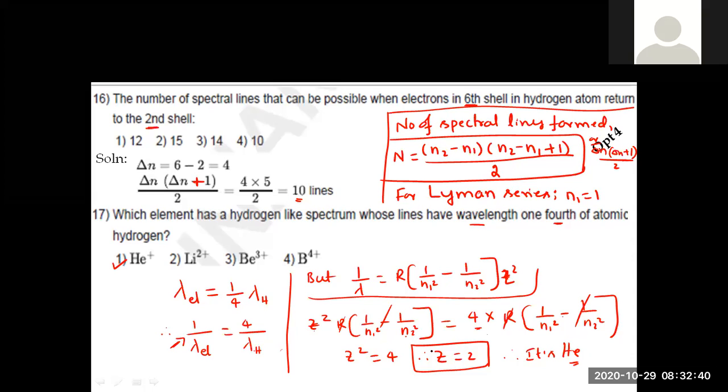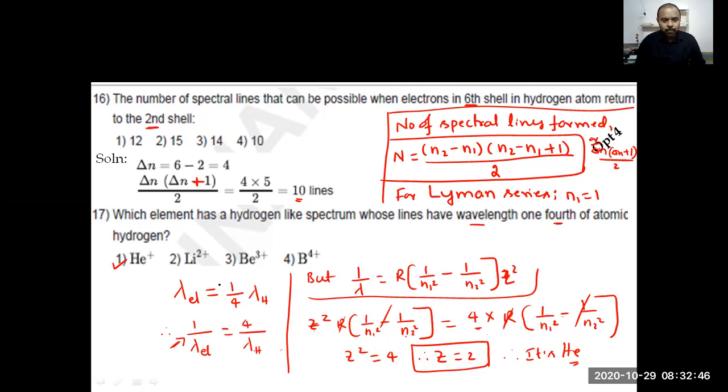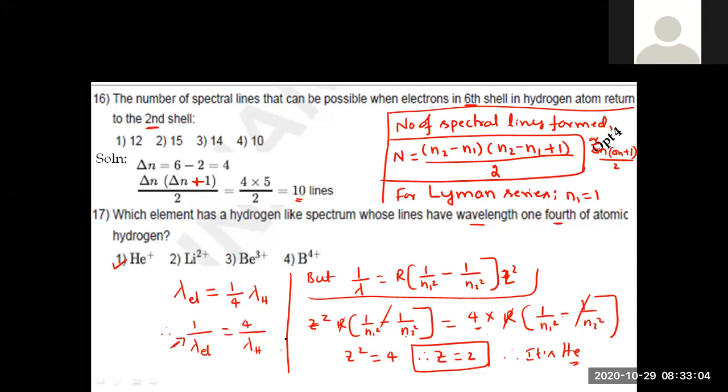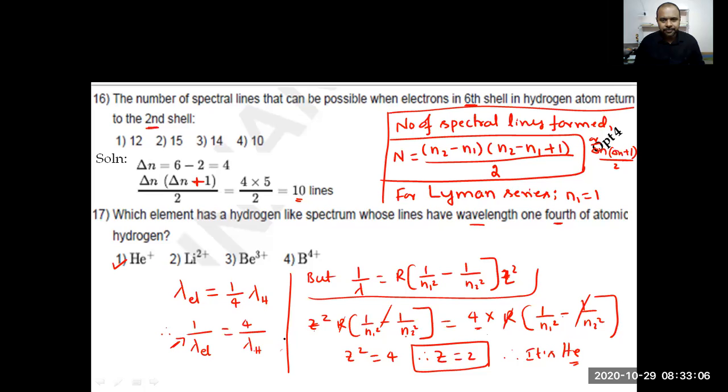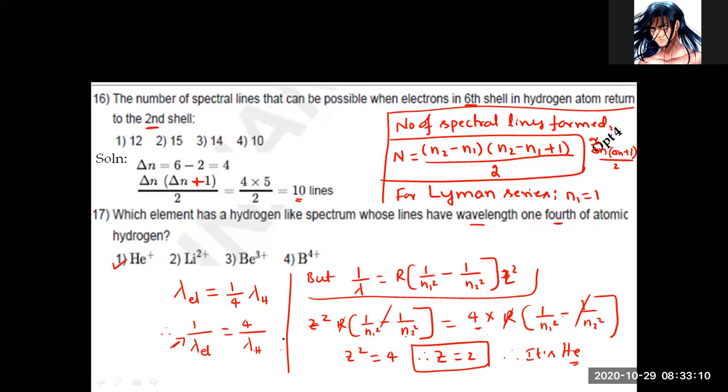Sir, then we should assume that 1 by n1 square minus 1 by n2 square is the same for both the elements. Yeah, of course, because the question says which element has a hydrogen-like spectrum whose lines have wavelength 1/4 that of this one, so the rest would be the same because they have not given anything else. So shall I proceed now? Understood?